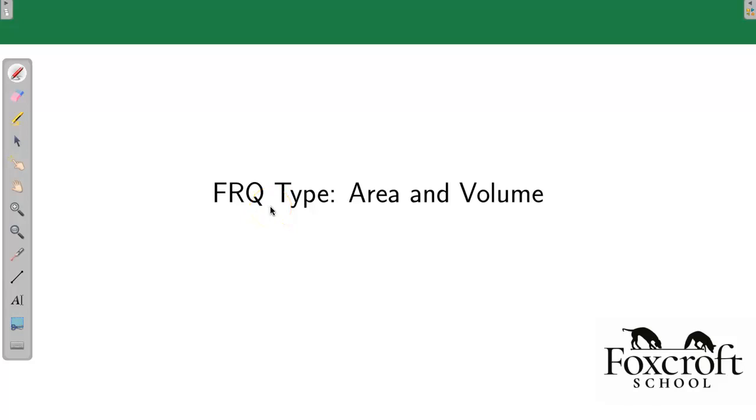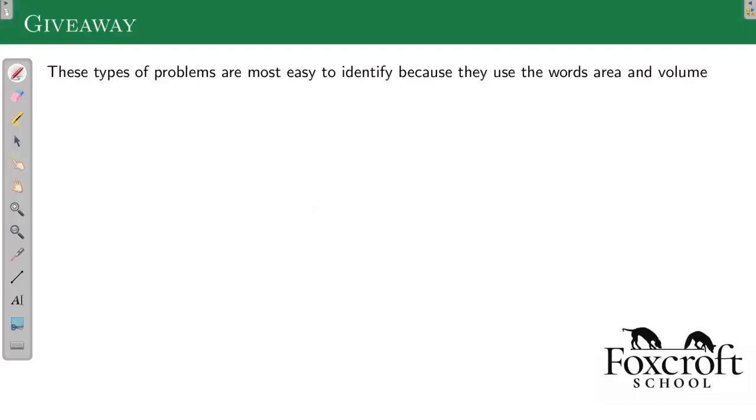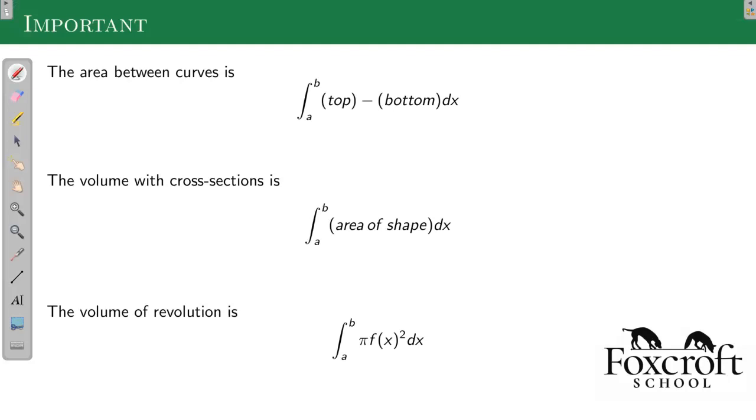Our next FRQ type uses area and volume, which is really just like applied integral questions. Again, how do you know it's an area or volume question? They say find an area, find a volume. It's pretty straightforward in terms of identifying what it is. All right, so what are the three big things we know for area and volume?